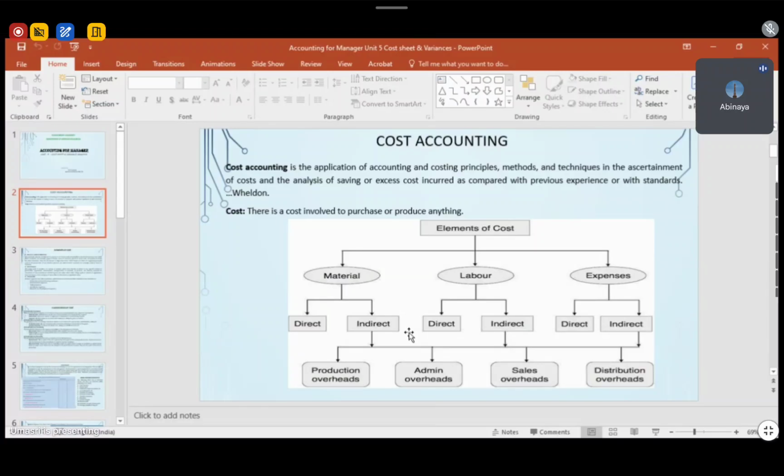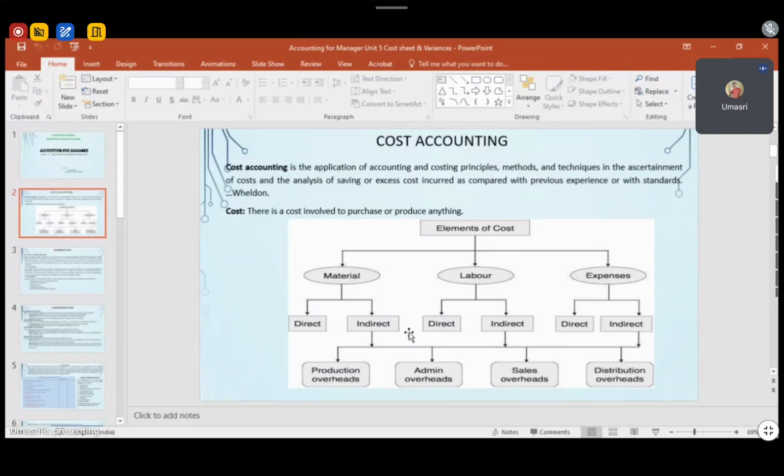Accounting for cost and recording the cost as records. Once you are producing the goods, you have to ascertain the cost. Ascertain means what? You have to fix the price. How are you determining the price of your product? First of all you should ascertain what cost is incurred for producing that product, isn't it? Once you ascertain all this cost incurred for your production, then only you can fix the selling price, isn't it?